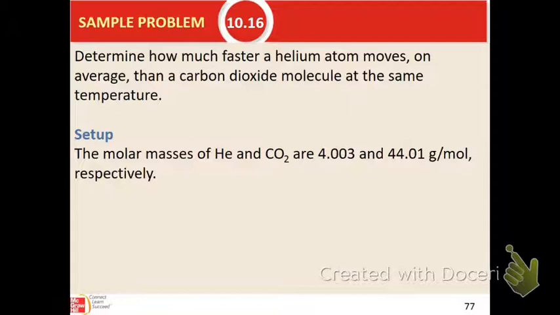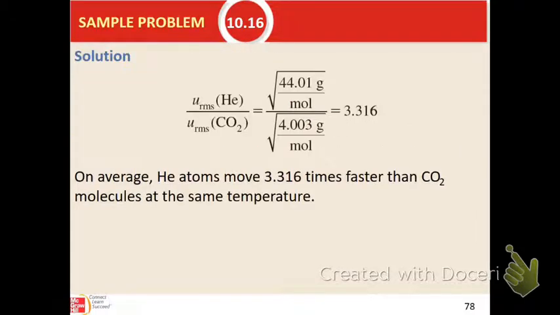So you're simply going to take 44.01 divided by 4, that's 11, and you're going to take the square root of 11. The square root of 44 over the square root of 4 is the square root of 11, which is somewhere around 3.3. So on average, helium is going to be 3.3 times faster than carbon dioxide. That's all you do.